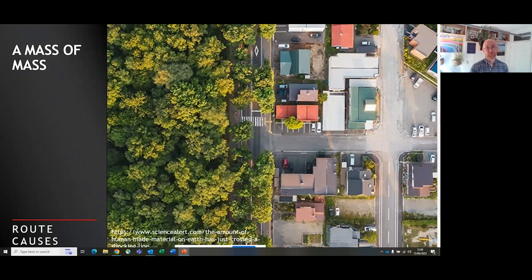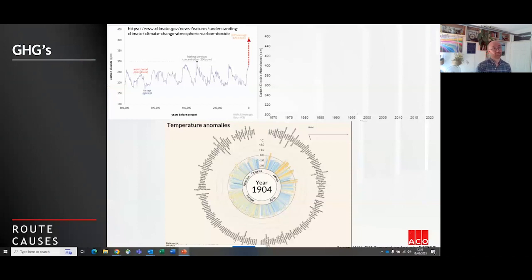And a stark thing happened in 2021, where man-made mass like concrete, steel, bricks, metal, and plastics now outweigh all of the biomass on the planet. And that really is scary stuff. That really shows you the impact we're having. And to further that, our impact is also having an effect on climate change.